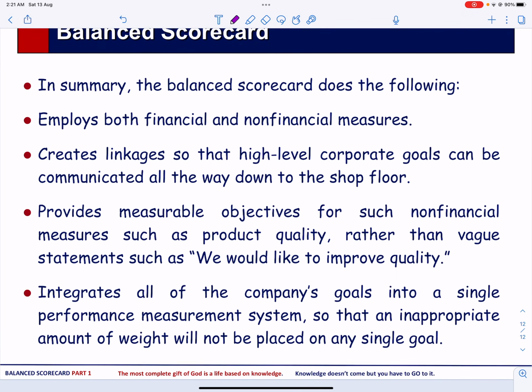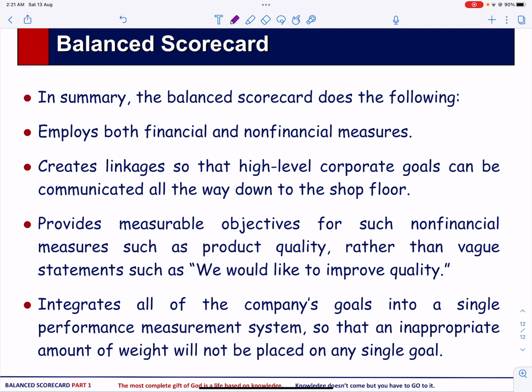In summary, the balanced scorecard does the following. It employs both financial and non-financial measures. It creates linkages so that high-level corporate goals can be communicated all the way down to the shop floor. It provides measurable objectives for non-financial measures such as product quality, rather than vague statements such as "you would like to improve quality." It integrates all the company goals into a single performance measurement system so that an inappropriate amount of weight will not be placed on any single goal.